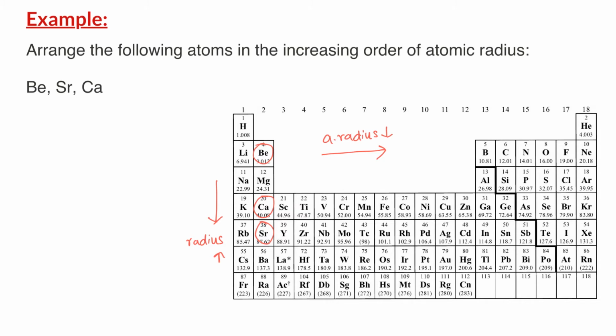Therefore, if I have to arrange these three atoms, beryllium, calcium, and strontium, in the increasing order of the atomic radius, I would write beryllium followed by calcium followed by strontium.